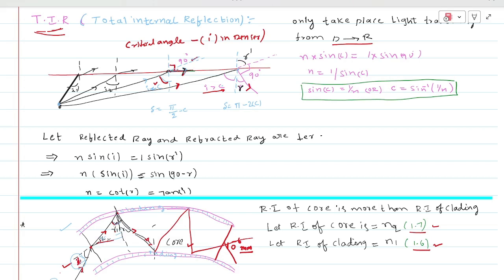Grazing along the surface means the angle of refraction is 90. So where, in the rarer medium, the angle of refraction for the incident ray is 90, that incident angle is called the critical angle. Where this critical angle is there, the deviation angle is equal to pi by 2 minus C, since this is C and the total is pi by 2.